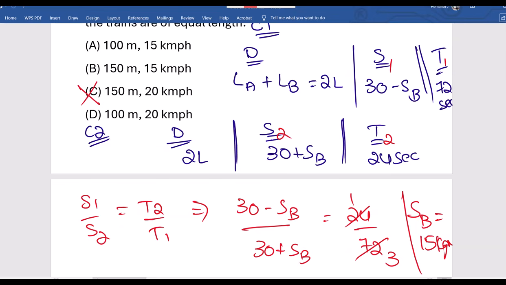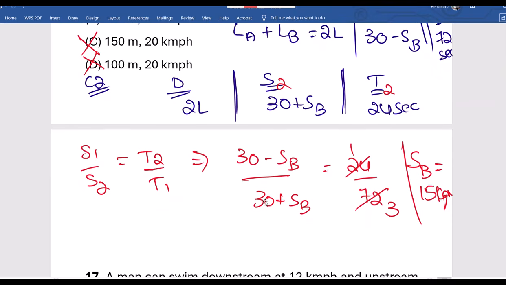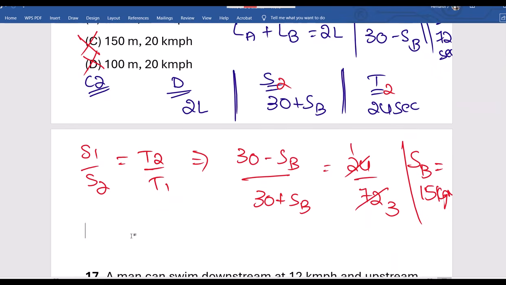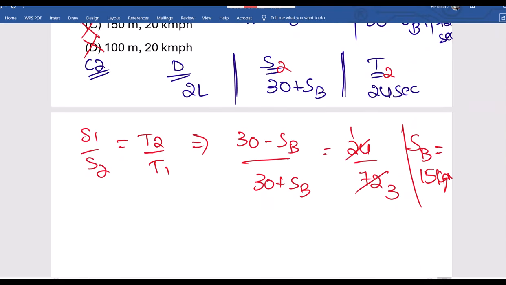So, C and D eliminated. SB is 15 kilometer per hour. Distance is the same. Okay. Distance same. Now cross multiply and you can calculate. Fine. Now you have to calculate the L value.